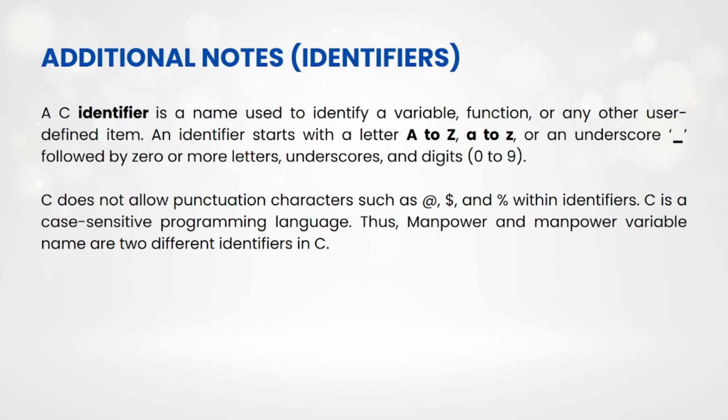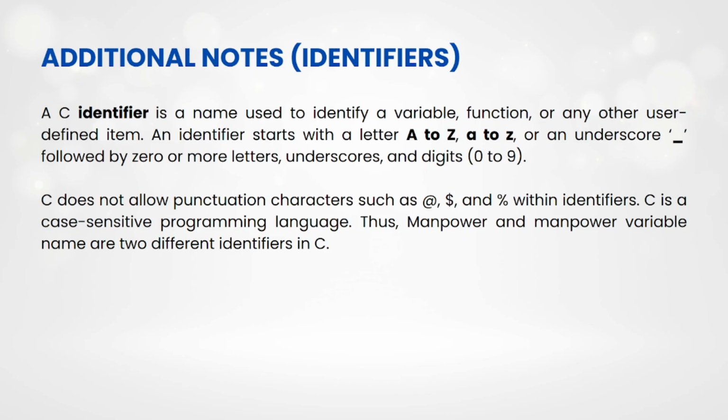We cannot use punctuations like @, $, or % in identifiers. Also, C is case sensitive. This means that if you have a variable named Manpower with a capital M, and you also have another variable named manpower with a small letter m, that would be considered two different identifiers.